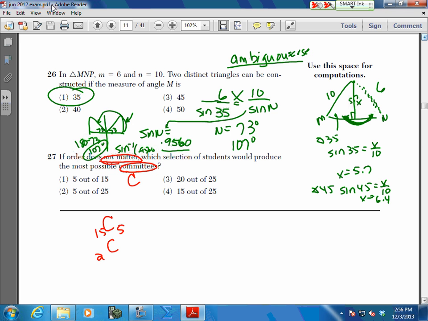5 out of 25, 25C5. 20 out of 25, 25C20. These will be the same. And 25C15. So these are basically the same. So it's not going to be one of those.